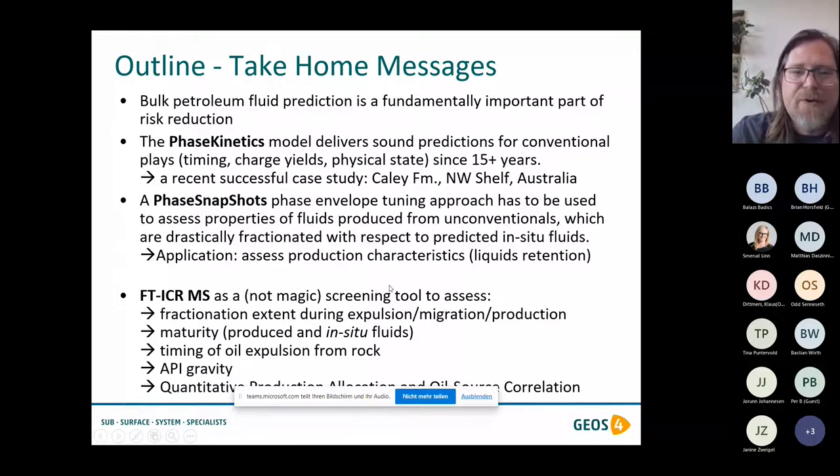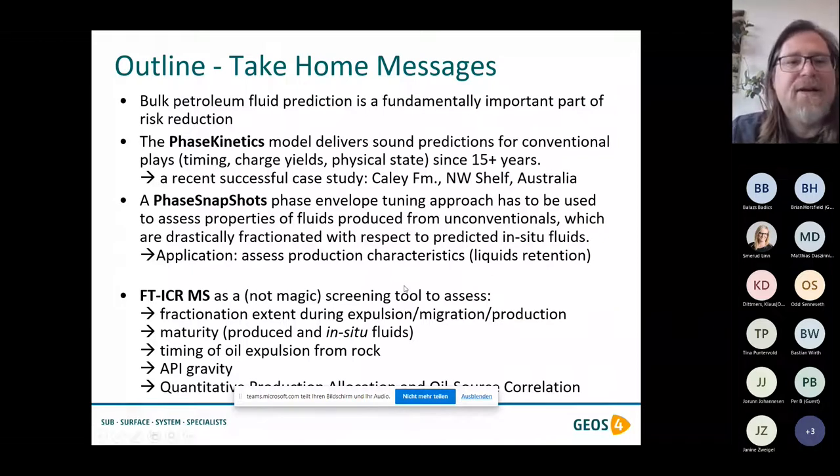In the last part of the talk, I will show you how FT-ICR-MS, Fourier transform ion cyclotron resonance mass spectrometry, a highly sophisticated method, can be used as a screening tool to assess fractionation extent during expulsion, migration, and production, maturity parameters, timing of oil expulsion from rock, and API gravity, but also quantitative production allocation and oil source correlation. It is FT-ICR-MS because that is what our research actually focused on over the last years concerning unconventionals.